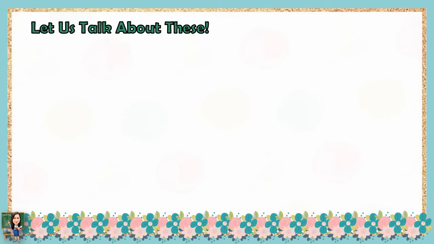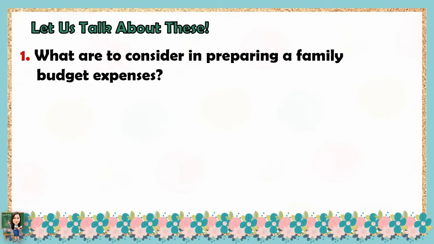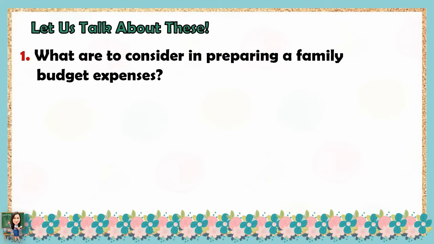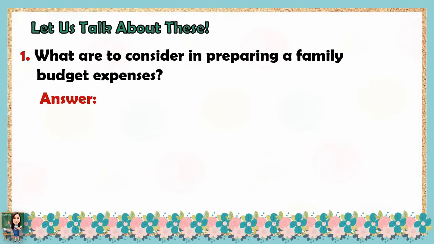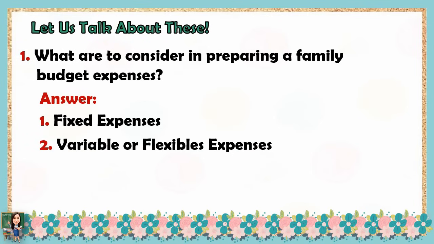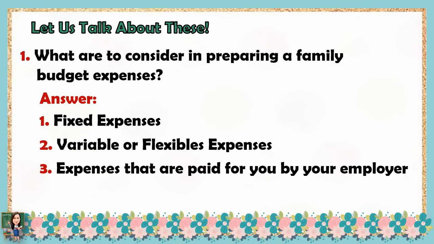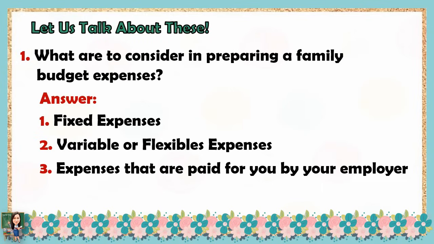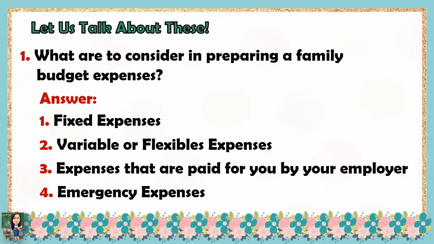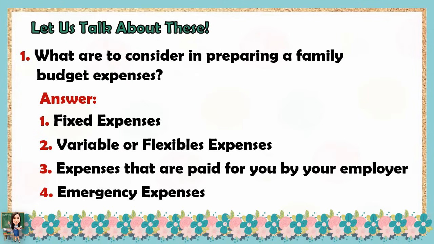Let us talk about this. Number 1, what are to consider in preparing a family budget expenses? And here is my example answer. The things to consider in preparing a family budget expenses are: number 1, fixed expenses. Number 2, variable or flexible expenses. Number 3, expenses that are paid for you by your employer. And number 4, emergency expenses.